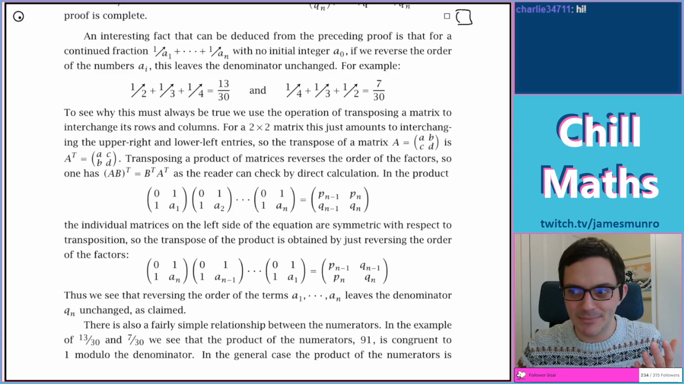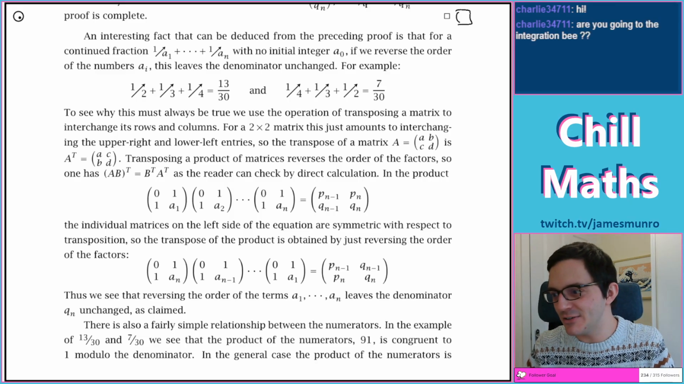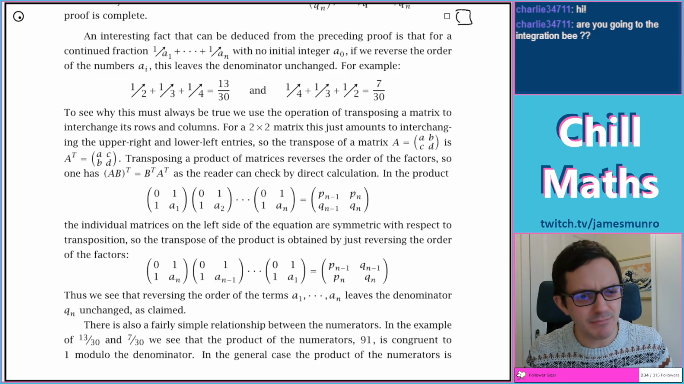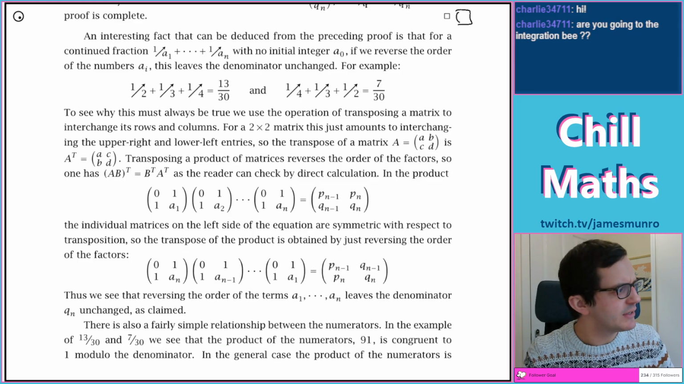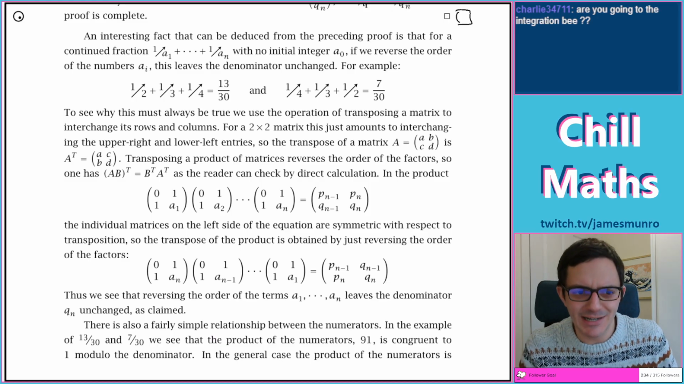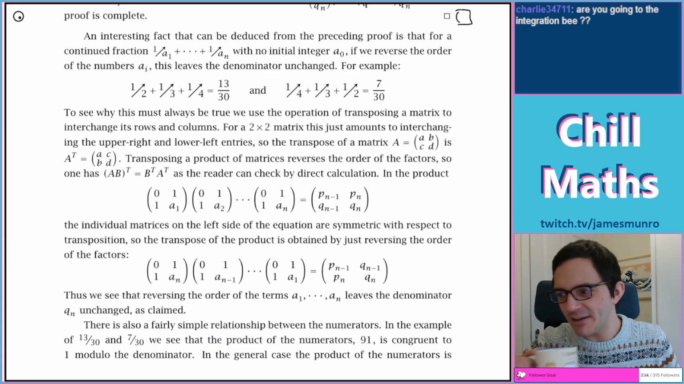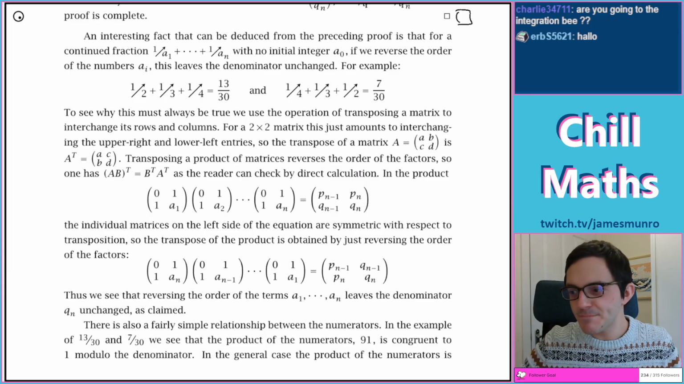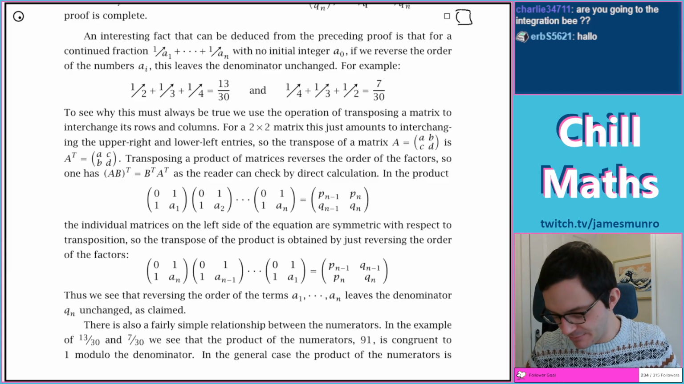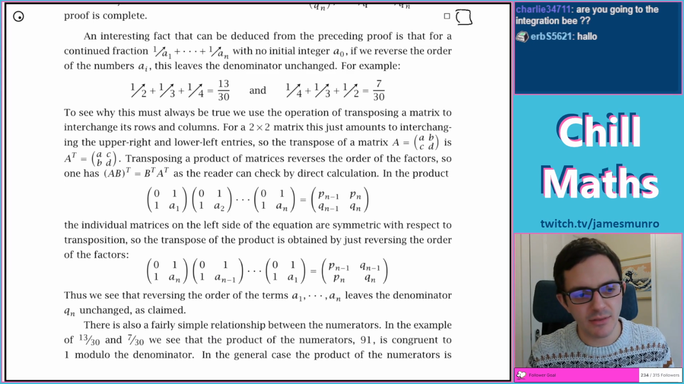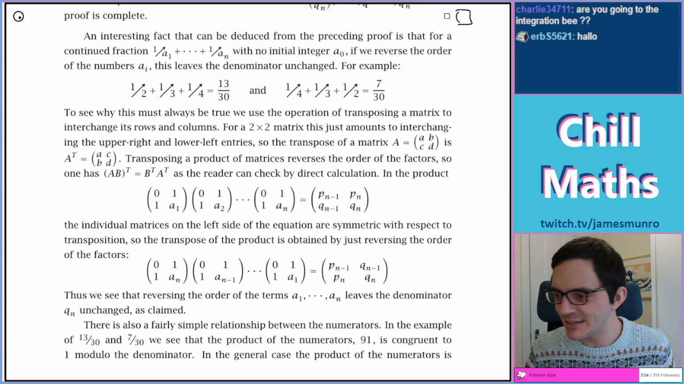Did it get the follower count up? Maybe. Good. I don't know about the integration bee. I'm not really an integration bee sort of person. I like integration, but I wouldn't describe myself as quick at integration. If you were doing the integration bee, then I hope you have fun with that.